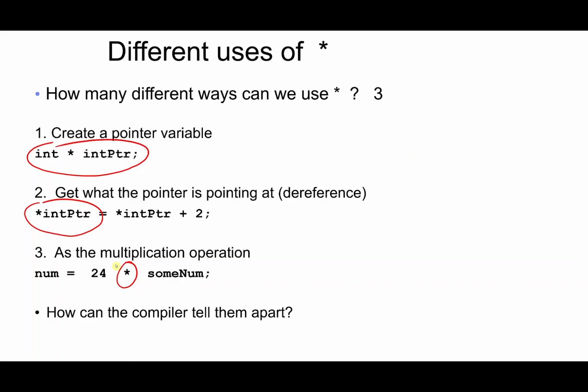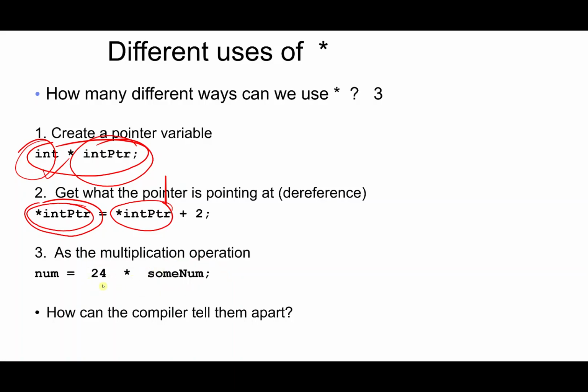If the asterisk comes in between a data type and a variable, this is creating a pointer. If it's before the variable, like *ptr in this case, and it's involved in assignment or printing, like cout with the insertion operator, depending on the position, the compiler is going to count that as a dereference. And if it's something like 24 times some num, it's going to count it as multiplication.